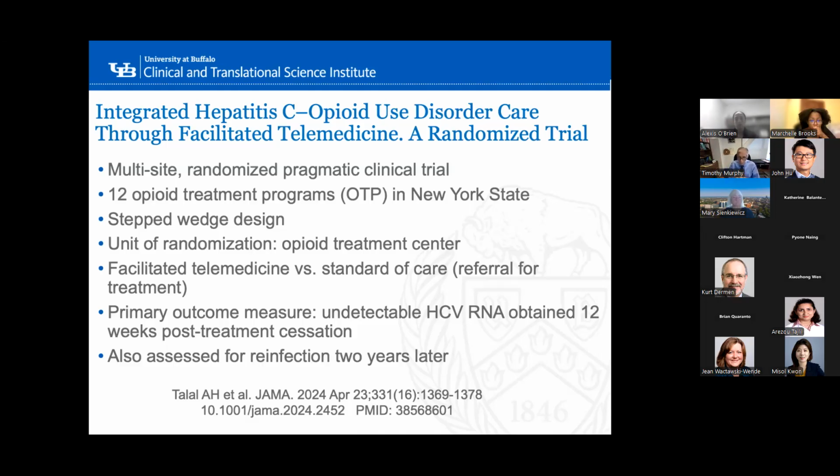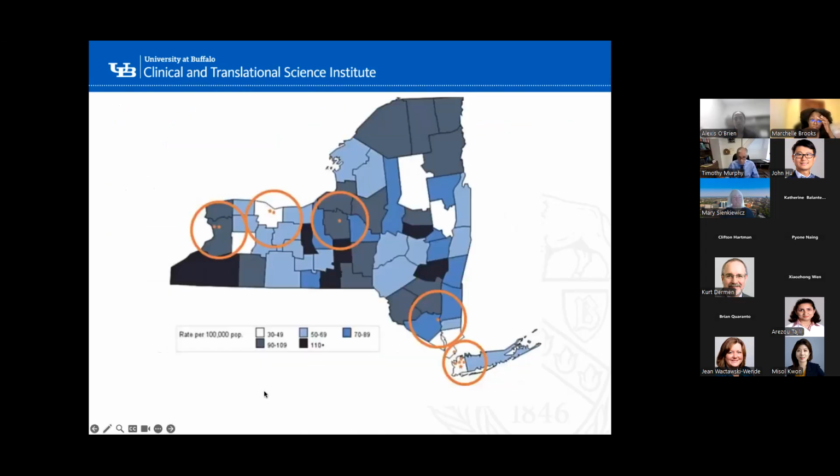The primary outcome measure was undetectable hepatitis C virus RNA at 12 weeks post-treatment cessation. That is the generally accepted definition of cure. Then they also assessed reinfection in 2 years, and they published this study in a high-impact journal, JAMA.